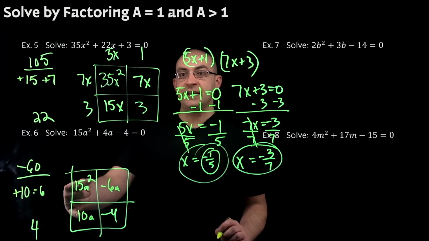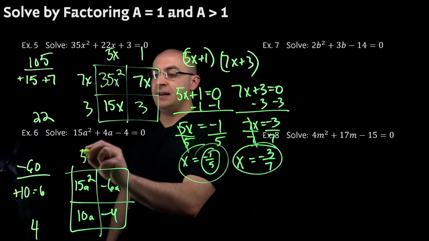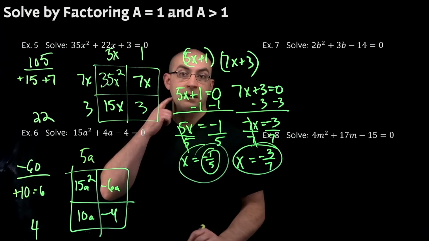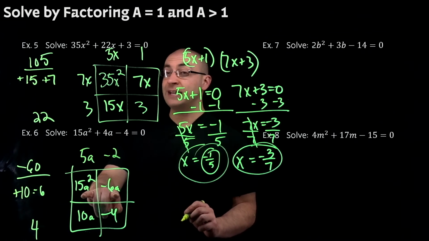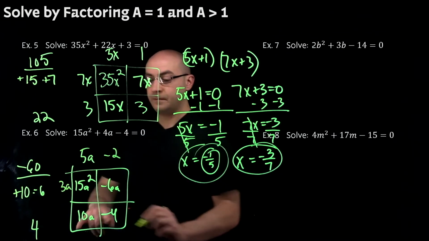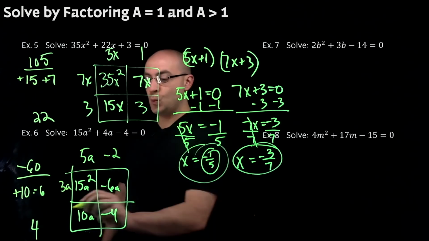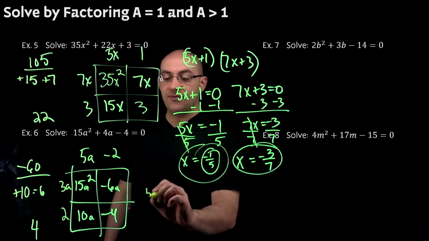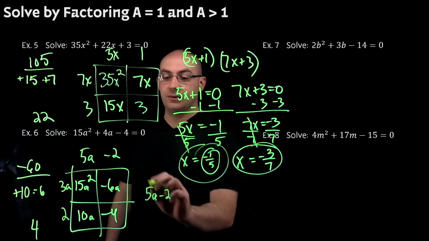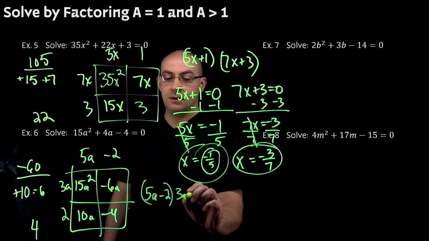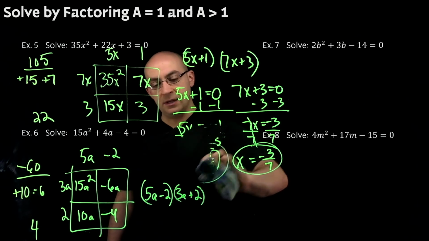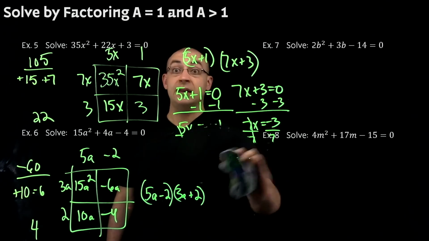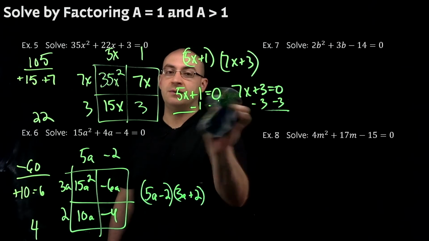Greatest common factor of these two is 5a, -2. 3a, 2. Okay, so our factors are 5a minus 2 and 3a plus 2. Let me erase this other stuff so we can get to where we're going. And in the meantime, you can go ahead and see if you can get the actual solutions to those two.